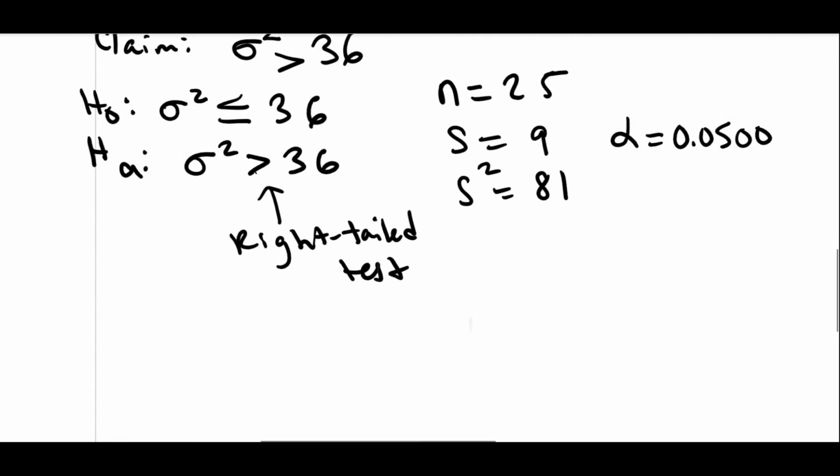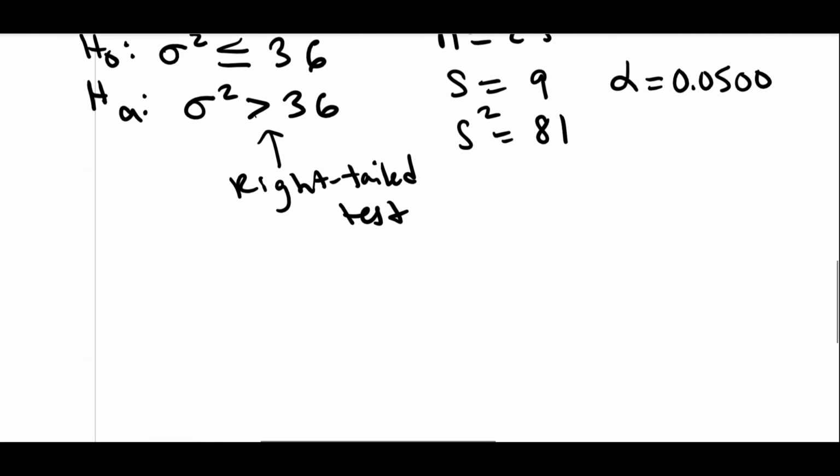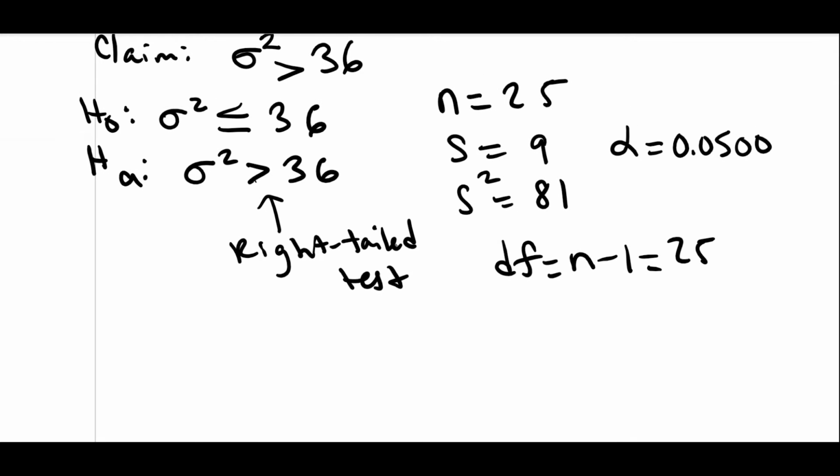All right, so now we know it's a right-tailed test. We need to calculate our degree of freedom as well. So let's do that. Because remember, when you're doing a chi-square test, you need to calculate your degree of freedom, which is n minus 1. In this case, we have 25 minus 1, which is 24. So my DF is 24.